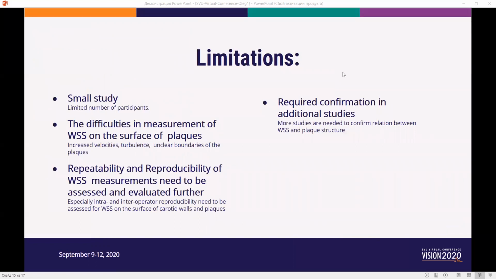With regard to the limitations of the study, first, the study size is limited. Second, there are difficulties in measurement of wall shear stress on the surface of plaques that require good quality images with clear boundaries that are difficult to obtain in many cases. Repeatability and reproducibility of wall shear stress measurements need to be assessed and evaluated further, especially intra- and interoperator reproducibility for the wall shear stress on the surface of carotid plaques. The result of the study requires confirmation in additional studies, possibly with MRI.